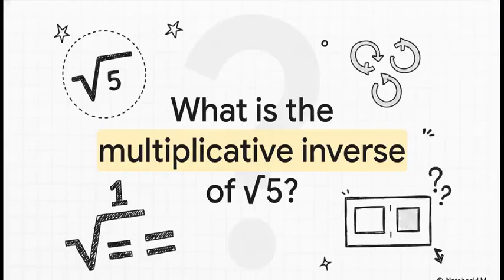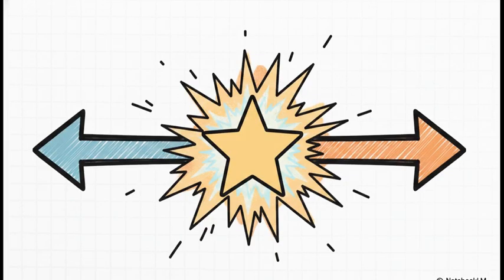Okay, quick question for you to chew on. What is the multiplicative inverse of the square root of 5? Just think for a second about what you have to multiply a number by to get exactly 1. Boom! It is exactly 1 over the square root of 5. And why is that? Because multiplying the square root of 5 by its reciprocal perfectly cancels out the numerator and the denominator, leaving you with a solid, clean 1.